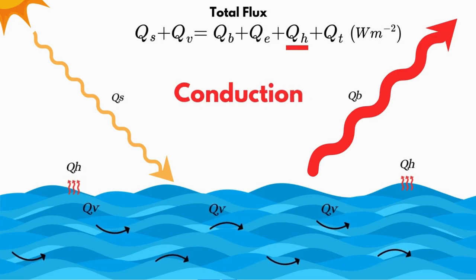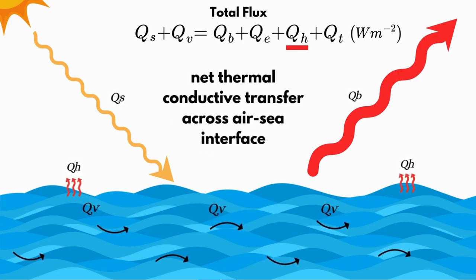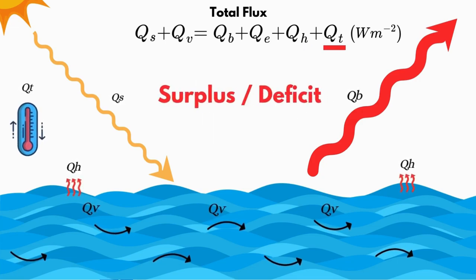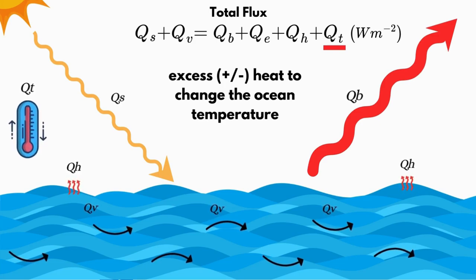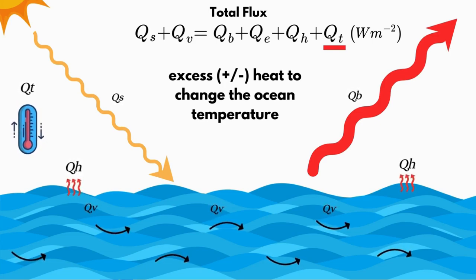Conduction here refers to the net amount of heat transferred to the atmosphere via thermal transfer across the air-sea interface. This is prominent for a steady, motionless ocean, but in reality this transfer of heat is dominated by turbulent flow. More on this later. This flux term refers to the surplus or deficit of total heat, i.e. the leftover net flux that is available to increase or decrease the ocean surface temperature.